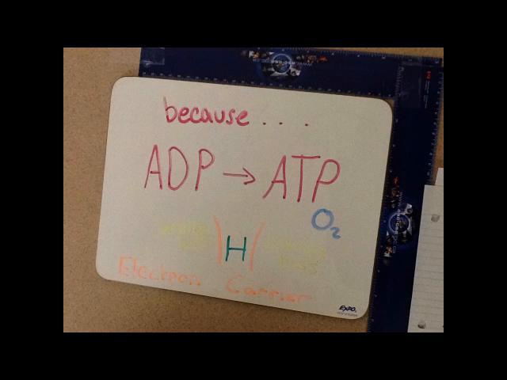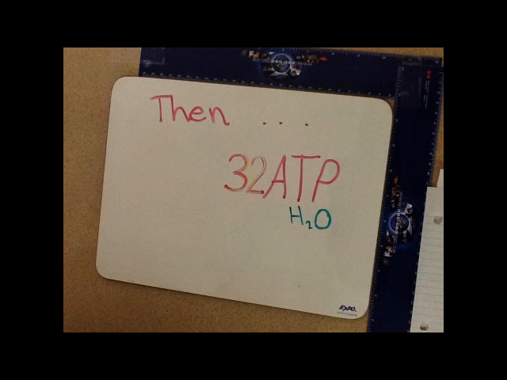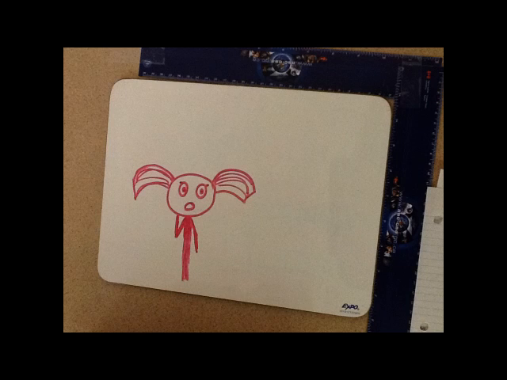At the end of this stage, oxygen will pick up the hydrogen from the matrix, allowing electrons to keep moving through the system. So at the end of this stage, we will have 1 H2O molecule and 32 ATP molecules. Whoa, that's a lot of energy!